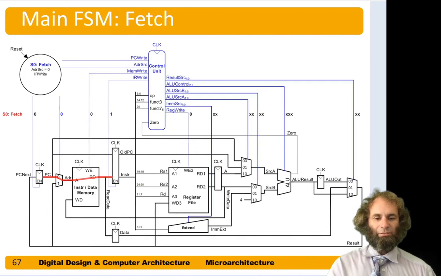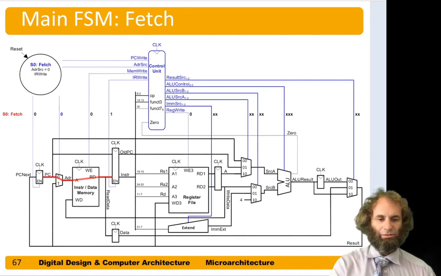So, we said the first step in any instruction was to fetch it. So on reset, let's have the main FSM go to a fetch state, called state 0. And in that state, the program counter is ready for us. We need to choose it from the address source. So address source needs to be 0, right here.